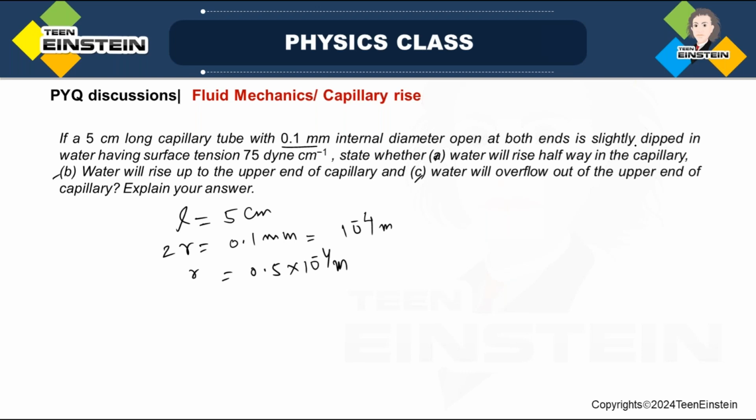Open at both ends, slightly dipped into water having surface tension 75 dyne per centimeter square. All the parameters are given in centimeter, so why don't we stick to centimeter? Let me multiply 100 here. So we'll get 50 into 10 to the power minus 4 centimeter.